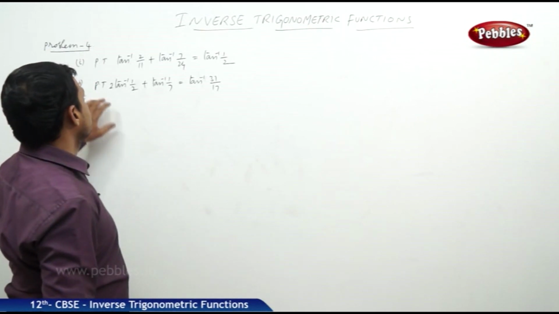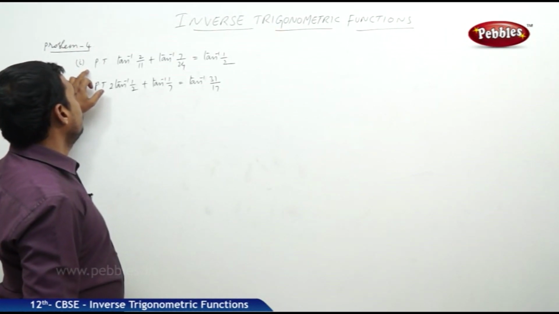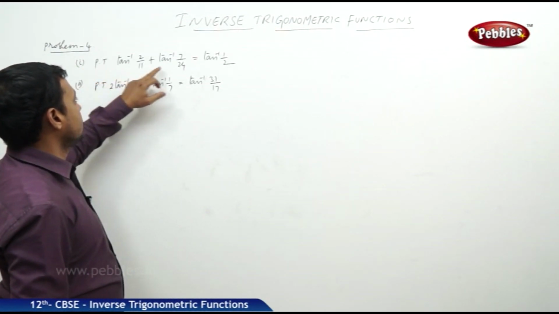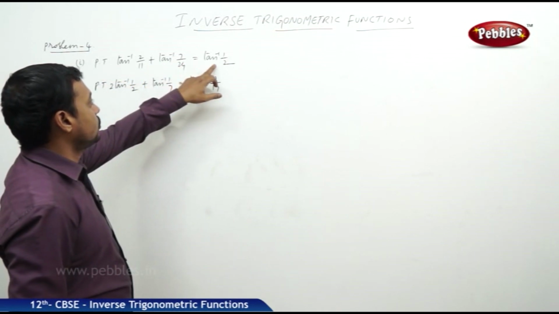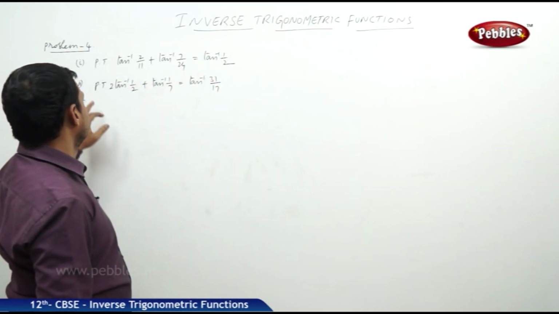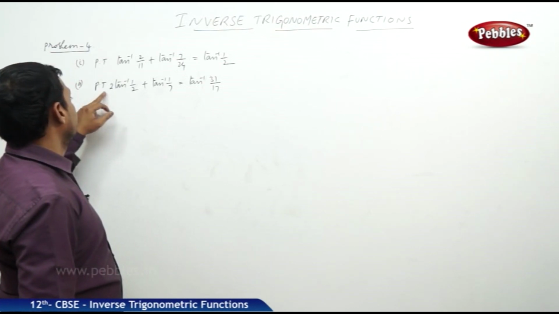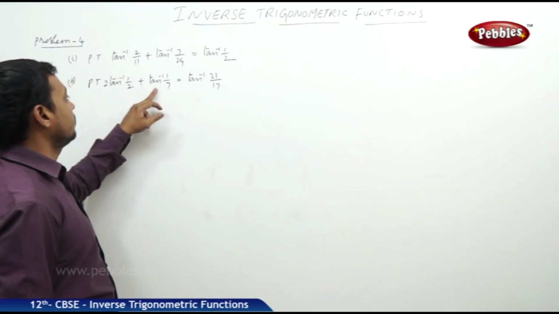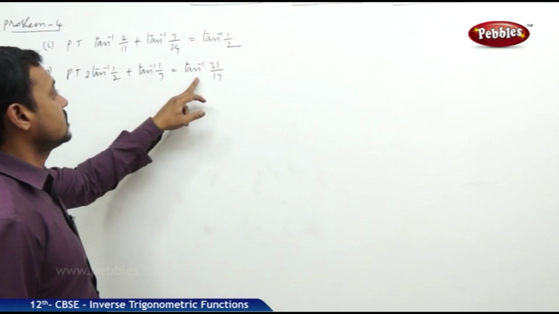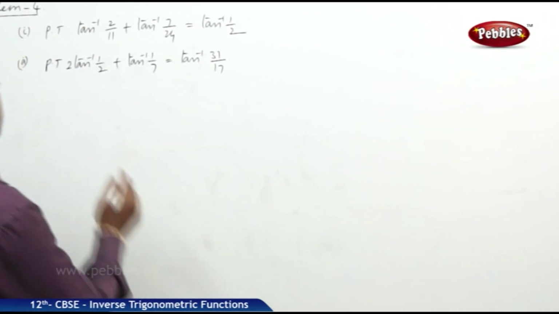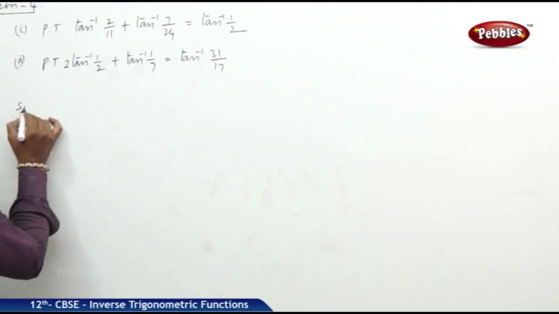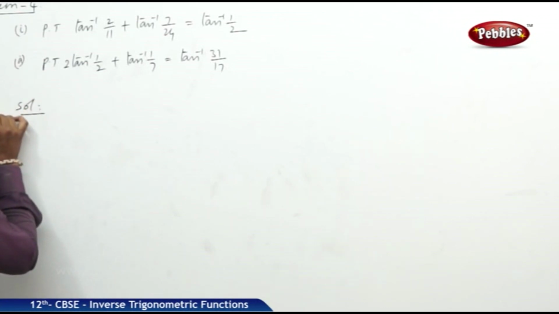The next question is, prove that tan inverse 2 by 11 plus tan inverse 7 by 24 is equal to tan inverse 1 by 2. And there is a second bit in the same question. Prove that 2 tan inverse 1 by 2 plus tan inverse 1 by 7 is equal to tan inverse 31 by 17. Now, let us prove the first one.